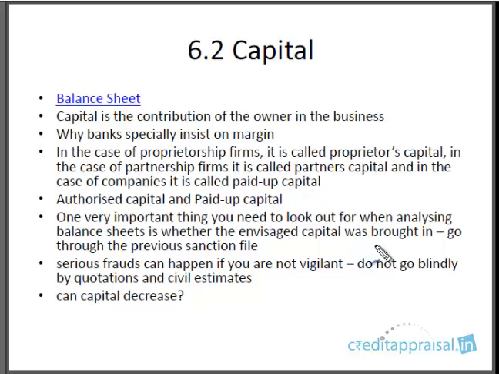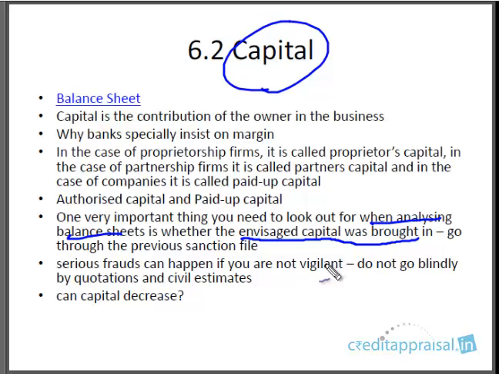One very important thing you need to look out for when analyzing balance sheets with regard to capital, which you must absolutely ensure, is whether the envisaged capital was brought in or not. You have to go to the previous sanction file and see whether the envisaged capital was brought in.